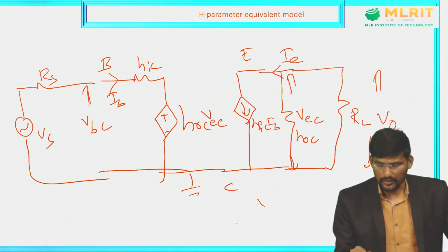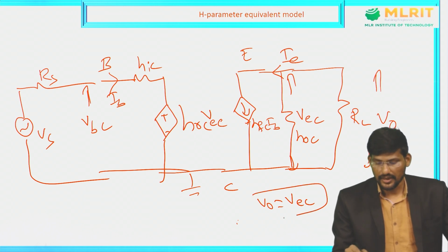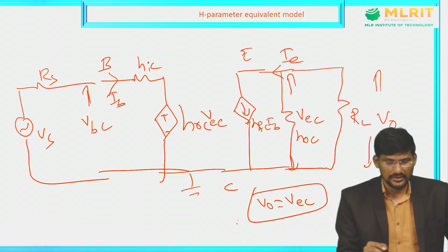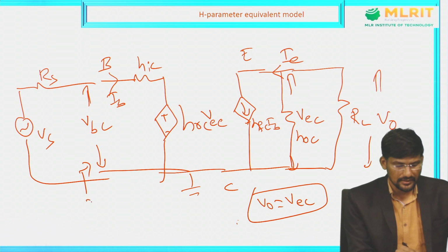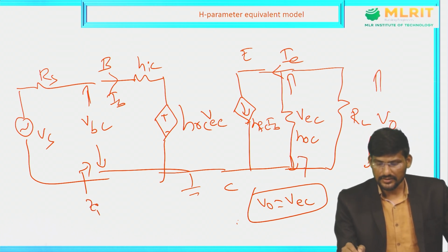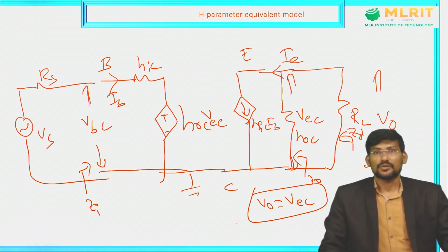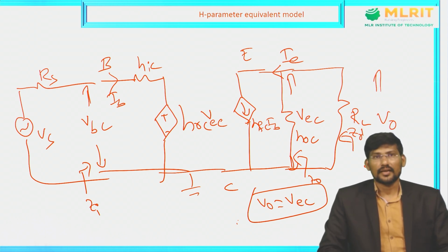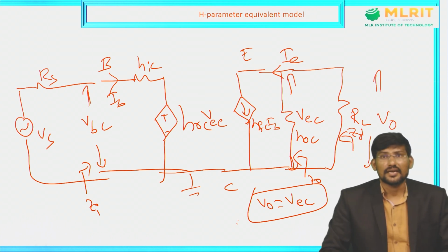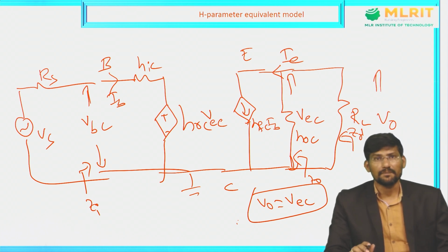Now here V0 is nothing but VEC, the output voltage. Emitter to collector voltage is the output voltage. Let us take the input impedance seen into the network as Zi, the impedance seen into the output as Z0, and the overall impedance as Z0 dash. So this is the complete equivalent model for a transistor in CC configuration. Input is VS with RS and output is terminated with RL. This is the internal circuit representation for the CC amplifier.